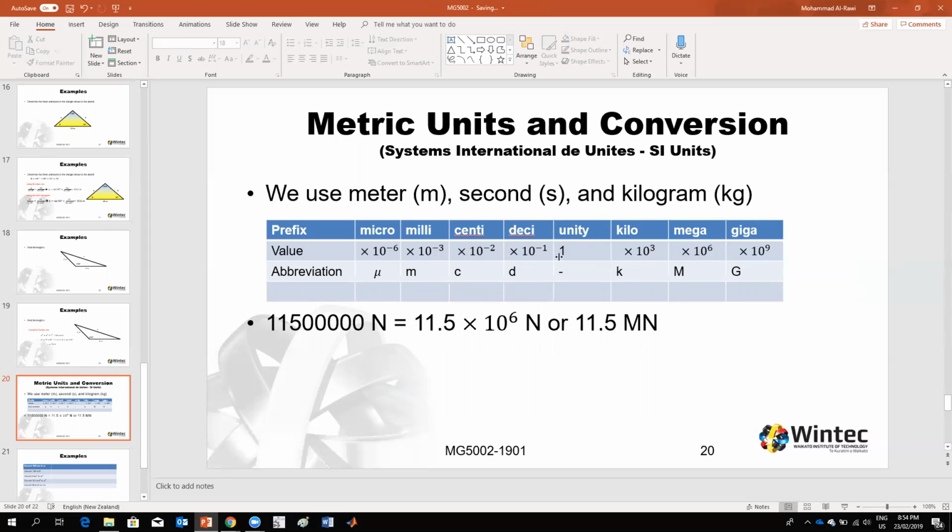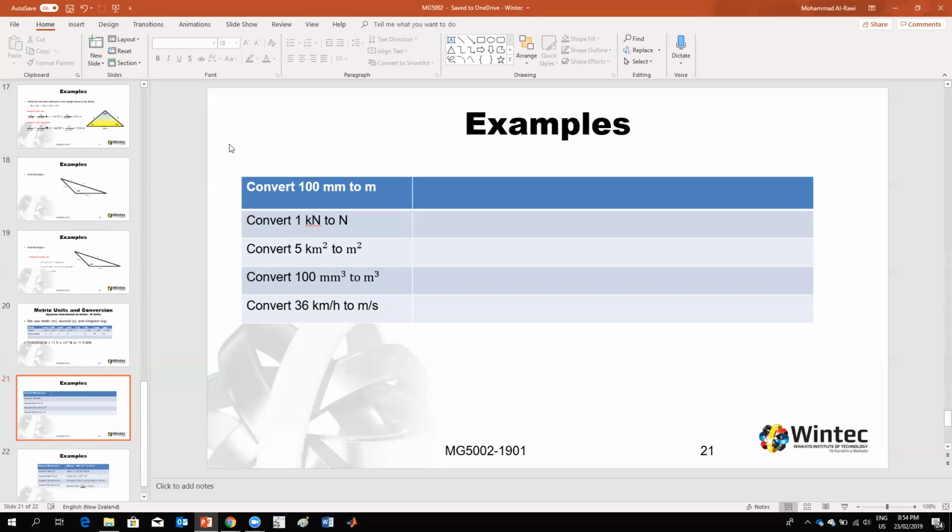Usually we work with them. It's very nice if you get a big number like 11 million 500 thousand or something like that. It's better to write it very nicely, 11.5 times 10 to the power 6 newtons, or 11.5 mega newtons. That way we understand mega represents 10 to the power 6. I advise you to try this.